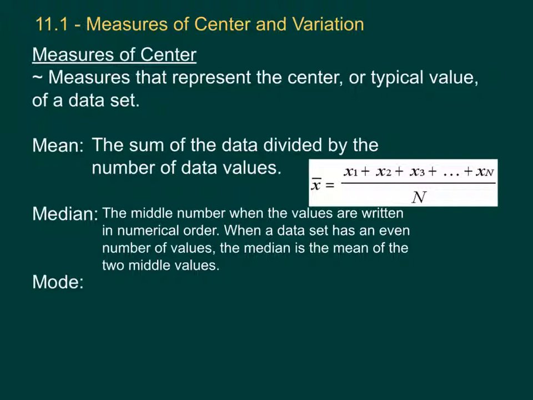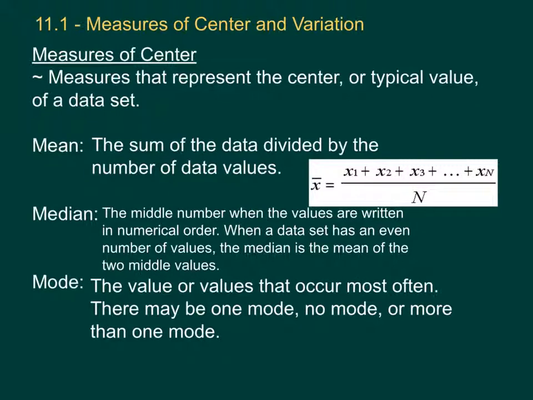And finally, we have the mode, which is the value or values that occur most often. You can remember that mode starts with MO, which should correspond to most often. And there may be one mode, no mode, or more than one mode. If everything appears the same number of times, we wouldn't say that everything is the mode, we'd just say that there's no mode. But there can be multiple modes depending on the data. So these are the three measures of center, and let's try to calculate these based on some real-life numbers.